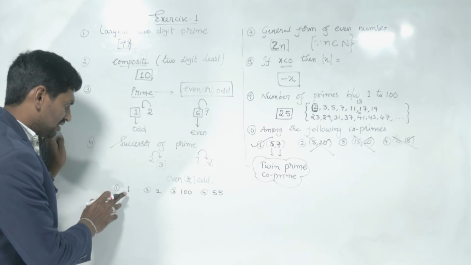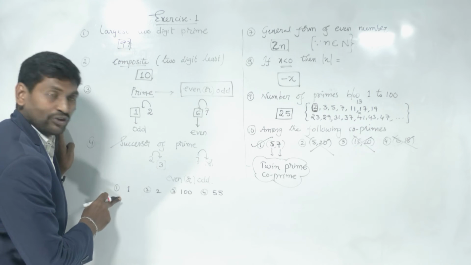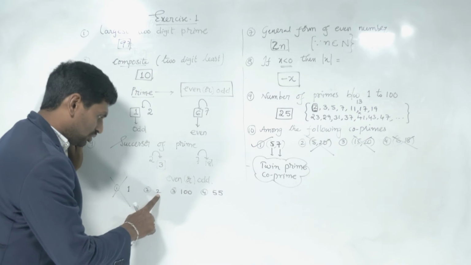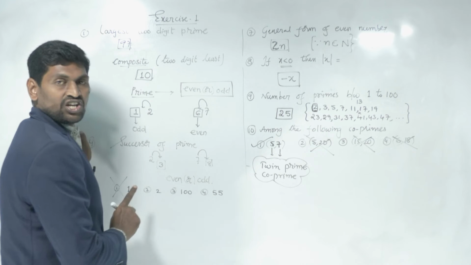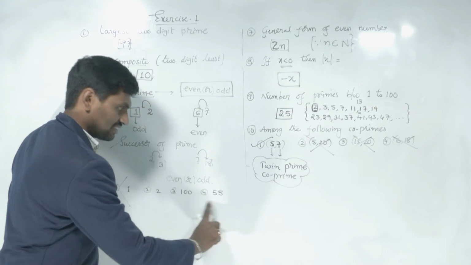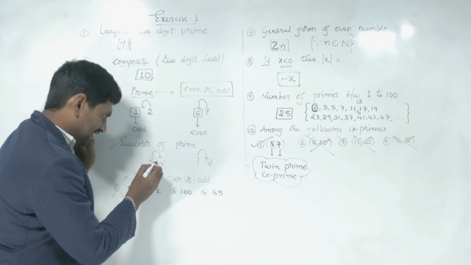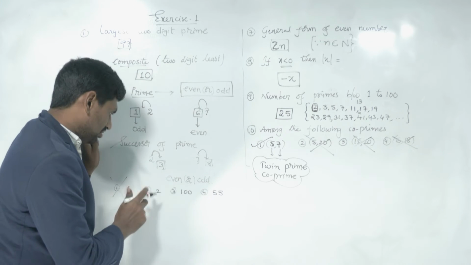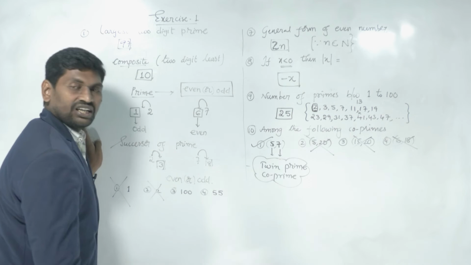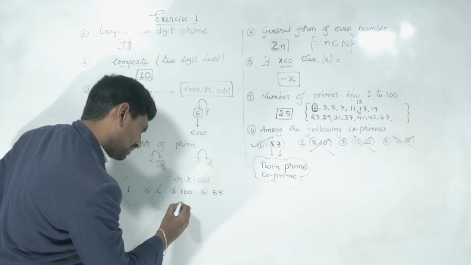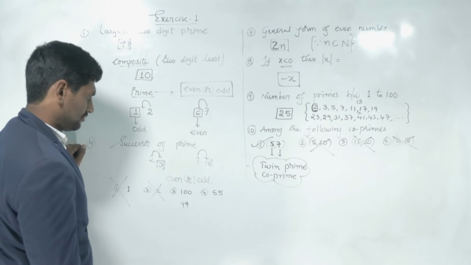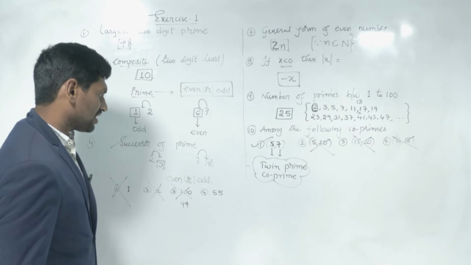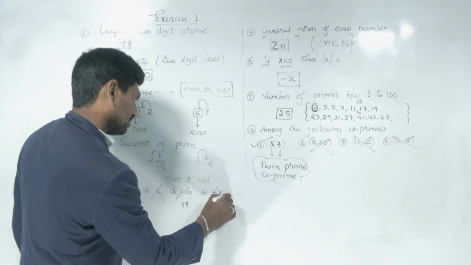Successor means after the number. If you take 1, it's before 0, and 0 is not a prime, so we should not consider 1. 2 is after 1, and 1 is not a prime number. For 3, before it is 2. 2 is a prime number, so we are not considering it. 100 is after 99, and 99 is also not a prime number, so we are not considering 100. 55 is after 54, this is also not good.